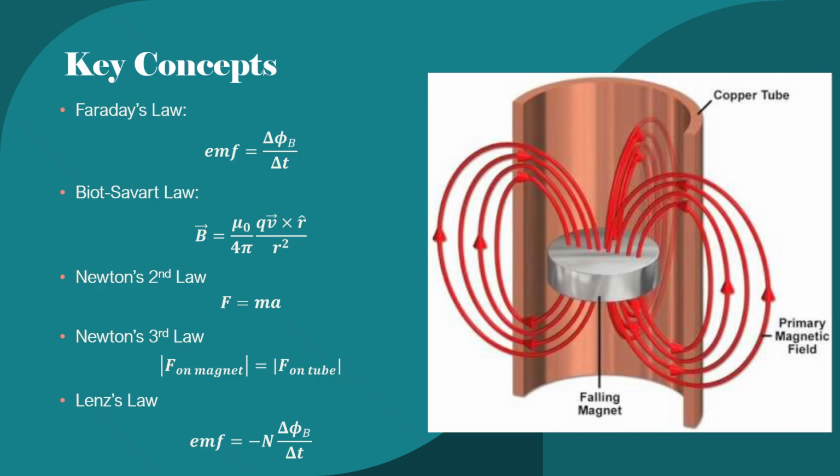Key concepts that we used in this lab were Faraday's law, which says that the EMF is equal to the derivative of the magnetic flux with respect to time. The Biot-Savart law, which gives the magnetic field of a particle. Newton's second law, which says that the force is equal to mass times acceleration. Newton's third law, which says that the magnitudes of forces should be equal to each other. And Lenz's law, which adds on a negative to Faraday's law and says that the EMF is the negative of the change in flux with respect to time.